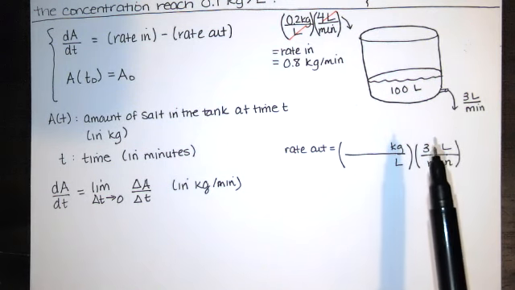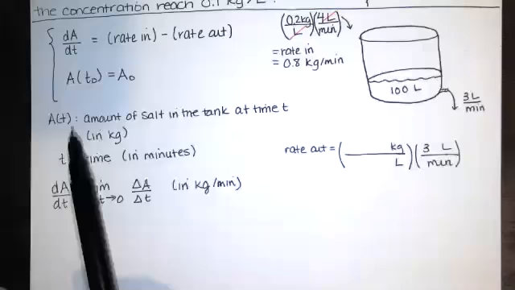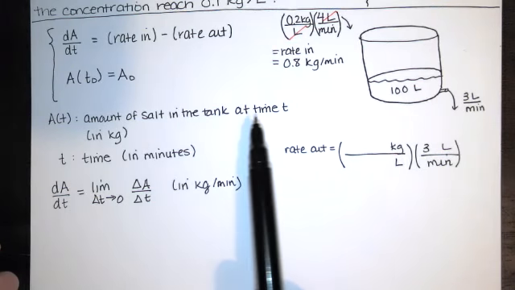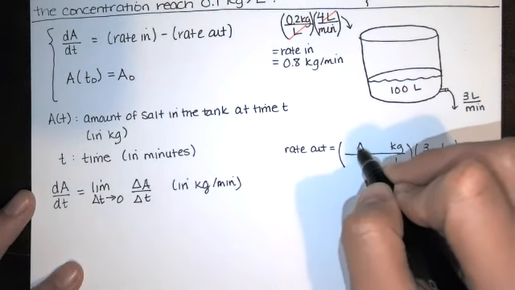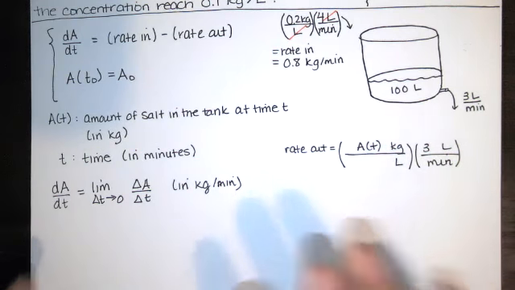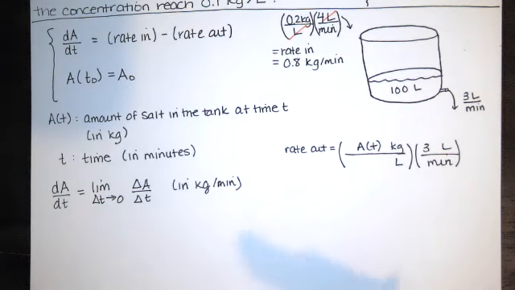Well, we don't really know, but we do know that the amount of salt in the tank at time t is represented by this variable A of t. So we're going to have A of t kilograms. I don't know what A is. I'm trying to find A, but I can substitute that variable there because that is how many kilograms of salt are in that tank at that time.